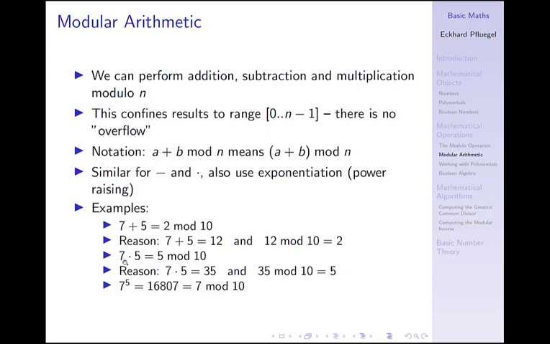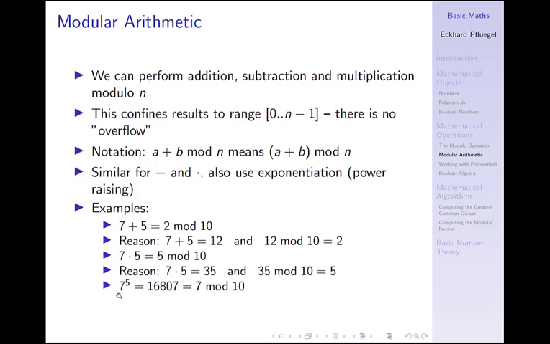Let's do a modular multiplication. 7 times 5 mod 10. Look here, 7 times 5 is 35. And 35 mod 10 is 5, because 35 divided by 10 is 3 times 10 plus 5. So we say that 7 times 5 is 5 mod 10.